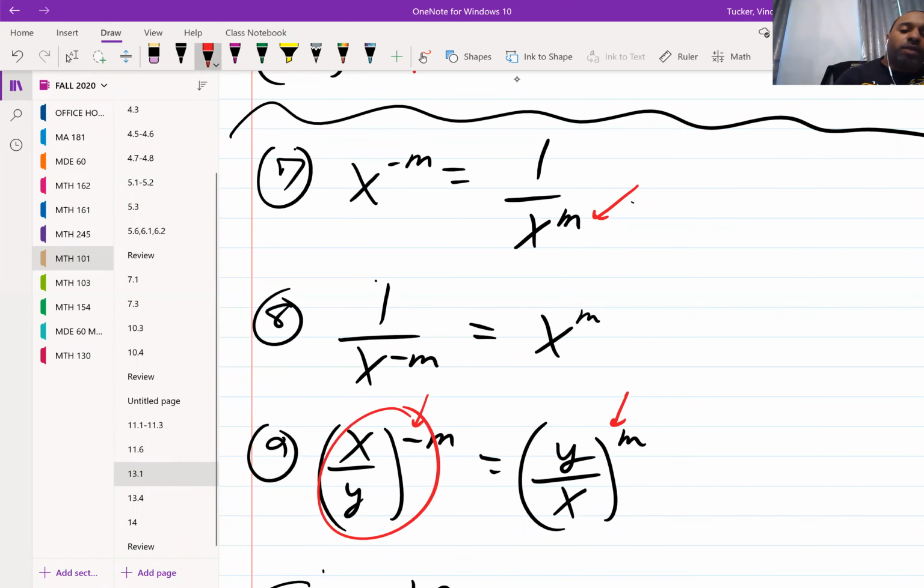And then here, x over y to the negative m power. If you apply the negative, then you just flip the fraction that's involved. And that'll leave you with just positive m as your exponent. All right, any questions? Any questions?